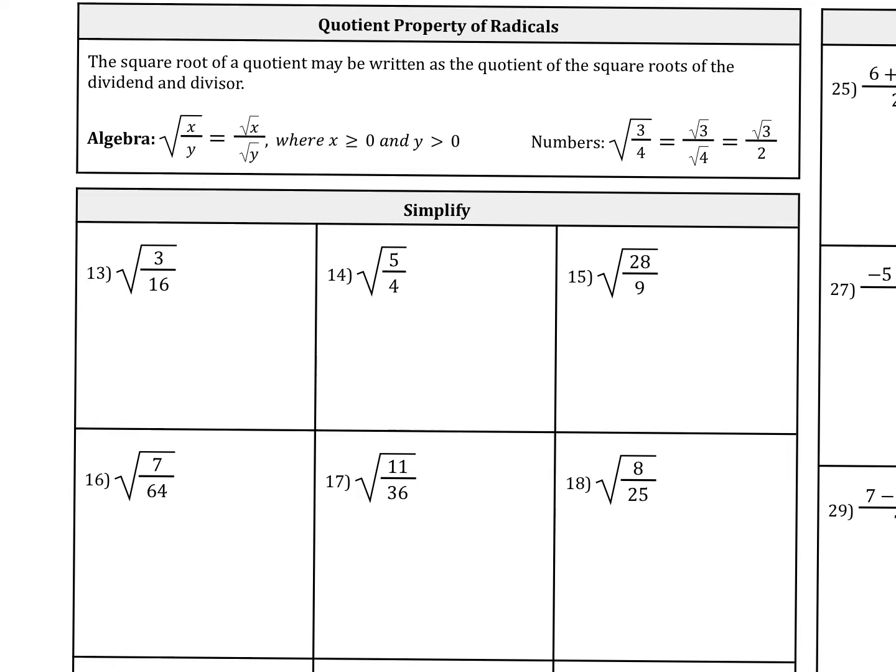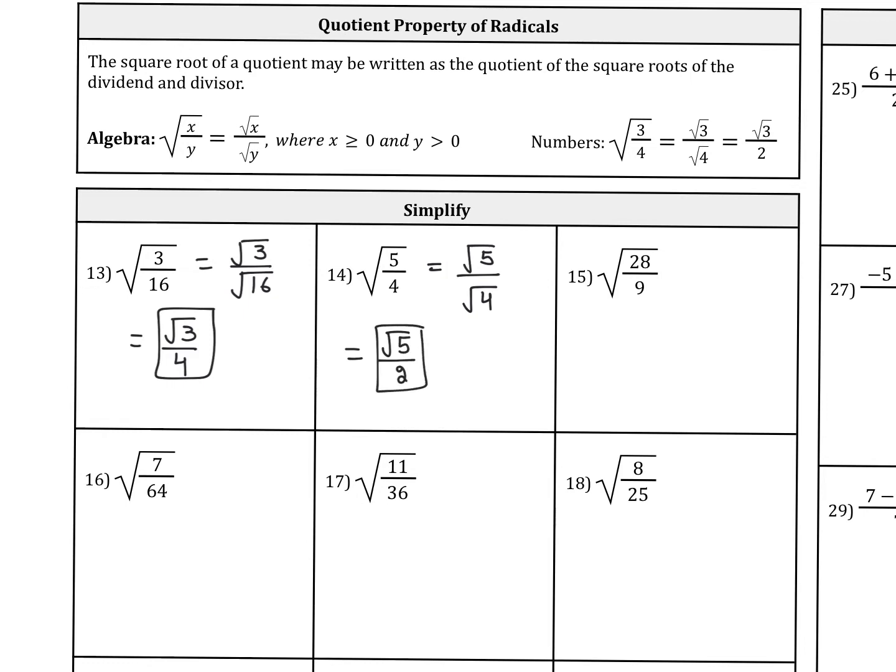For 13, you can first separate them as square root 3 over square root 16. Square root of 16 is 4, and once the bottom number is clear from the radical, then you can list that as your answer. The next is square root 5 over square root 4. Square root 5 divided by square root 4. Square root 4 is 2, so that's your answer.